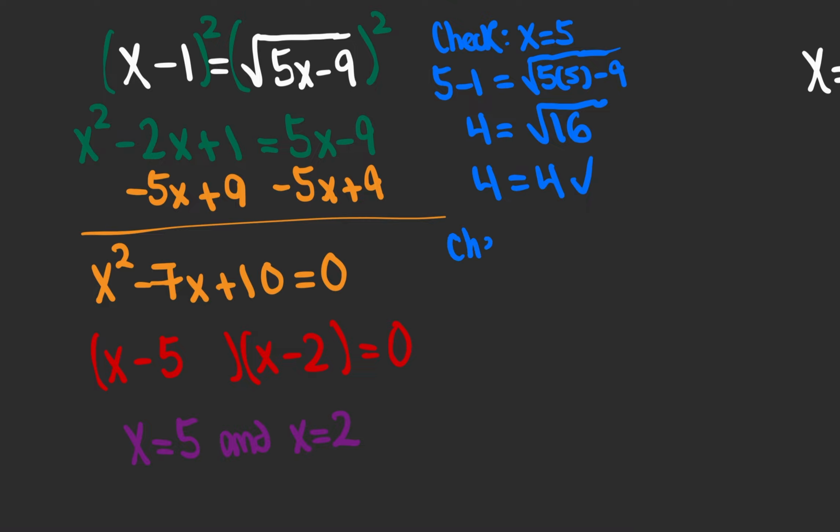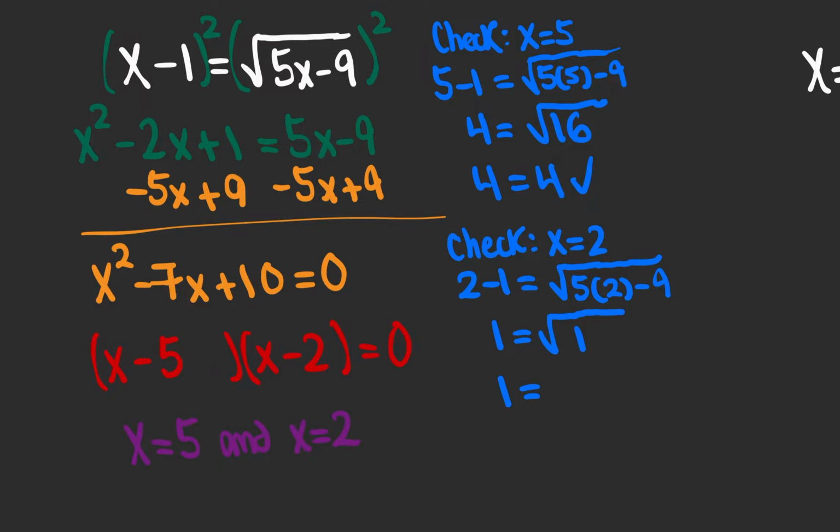And now we have our second check. For this one, we have x equals 2. And we substitute it into the original. So we have 2 minus 1 is equal to the square root of 5 times 2 minus 9. 2 minus 1 will leave us with 1. On the right-hand side, we have the square root of 5 times 2. That's 10. 10 minus 9 leaves us with 1. So we have 1 is equal to, well, the square root of 1 is going to be 1 as well. So this one checks out as well. So in this case scenario, for this square root equation, we have two solutions.